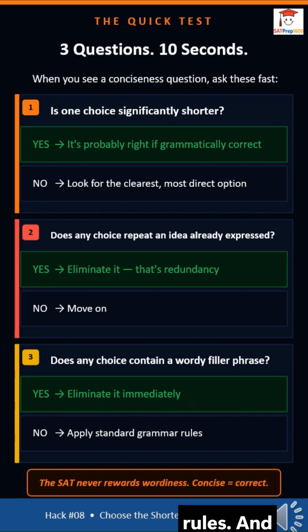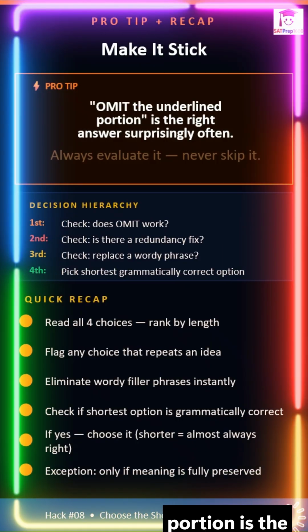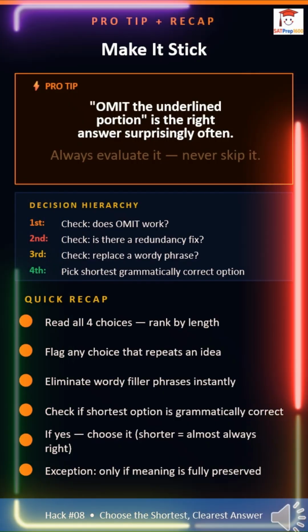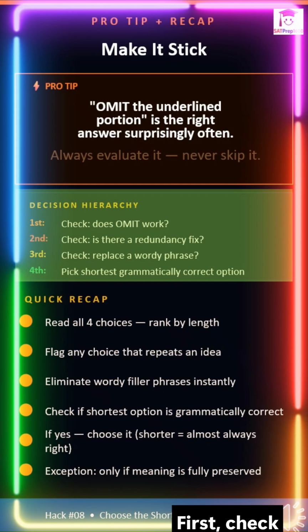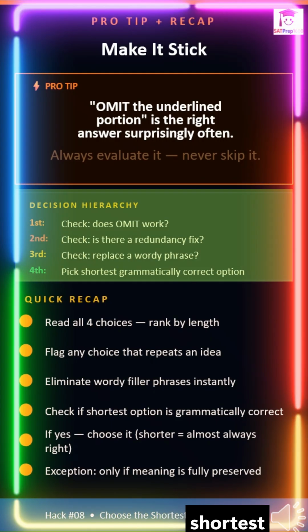And remember the golden rule. The SAT never rewards wordiness. Concise equals correct. Pro tip. Omit the underlined portion is the right answer more often than students expect. Never skip it. Always evaluate it as a real option. Your decision hierarchy. First, check if omit works. Second, check for a redundancy fix. Third, check if you can replace a wordy phrase. Fourth, pick the shortest grammatically correct option.